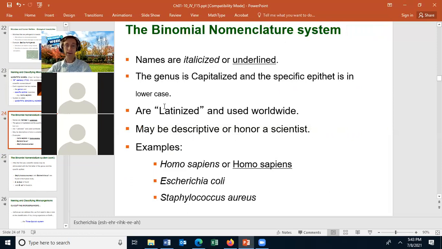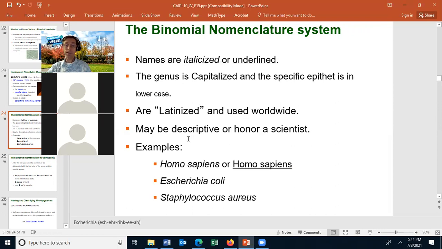The genus is capitalized. The specific epithet is lowercase. They're all Latinized, and it's used worldwide. So wherever you are on the planet, you can use the scientific nomenclature, and it would be understood by anyone who knows the scientific nomenclature. Even if you don't speak the same language, you could understand the scientific nomenclature because it's used worldwide.